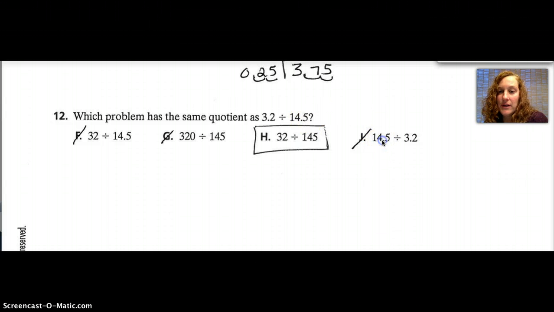Same with the last one. The last one's the same powers. It's 14 and 5/10 and 3 and 2/10, but they swapped the order. It's not the same problem anymore. It's not 3 divided by 14, it's 14 divided by 3. Which leaves H, which is the same because 3 and 2/10 times 10 is 32. 14 and 5/10 times 10 is 145. So those would be the same problem.